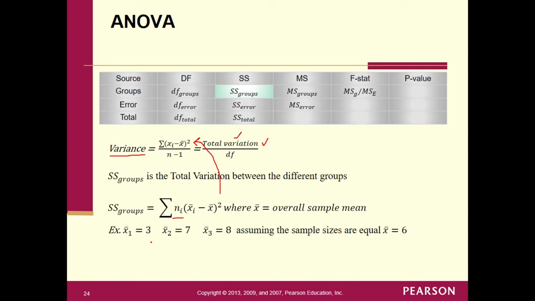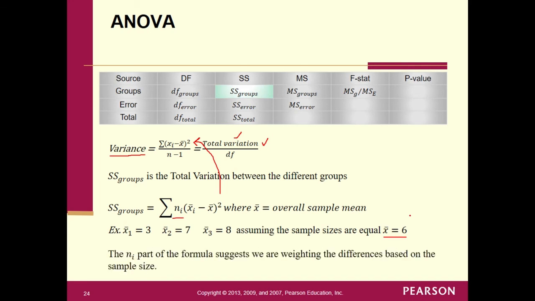So let me give you an example. Let's say x bar 1 is equal to 3, x bar 2 is equal to 7, and x bar 3 is equal to 8. Assuming the sample sizes are equal, do you see how x bar, the overall mean, would be equal to 6 then? So let's see, 3 plus 7 is 10, plus 8 is 18, divide by 3, you got 6. So as long as the sample sizes are equal to one another in the three different groups, the overall mean would be equal to 6.